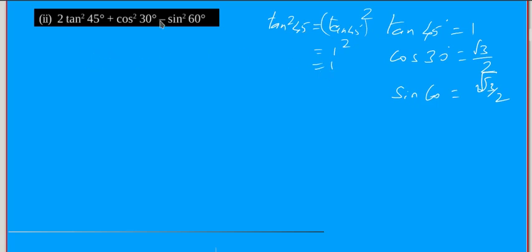Okay. Now let me substitute all these values. 2 into tan square 45. Tan 45 is 1. Tan square 45 means we have to put square here. Plus cos square 30. Cos 30 is root 3 by 2, that we have to take square, because it is cos square 30. Minus sin square 60. Sin 60 is root 3 by 2. Sin square 60 means we have to take square here.